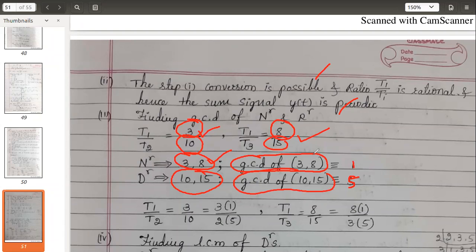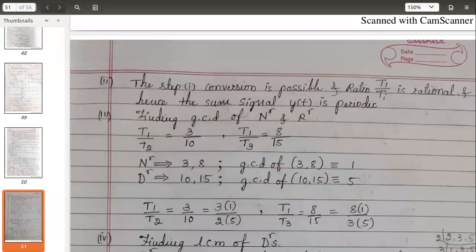If two numbers are not commonly divisible, the GCD value is 1. Otherwise you can find the value like this. Please try to go through GCD, how to find. So I have found the numerator GCD and the denominator GCD. The numerator GCD I don't actually want, but still I have calculated it.